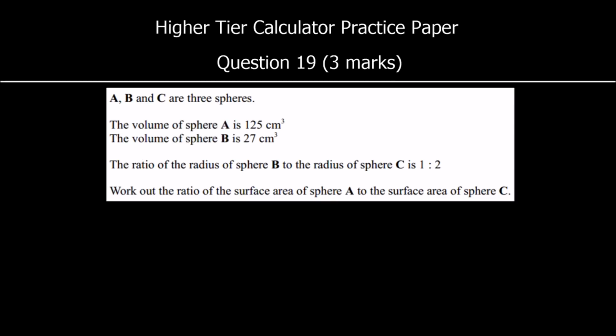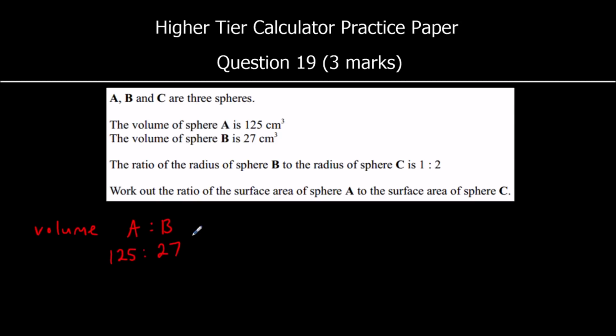Question 19. A, B, and C are three spheres. The volume of sphere A is 125. The volume of sphere B is 27 centimeters cubed. The ratio of the radius of B to C is 1 to 2. Work out the ratio of the surface area of A to C. So the volume of A to B is 125 to 27.